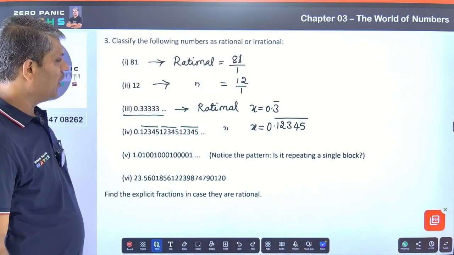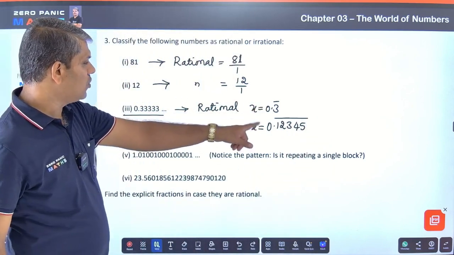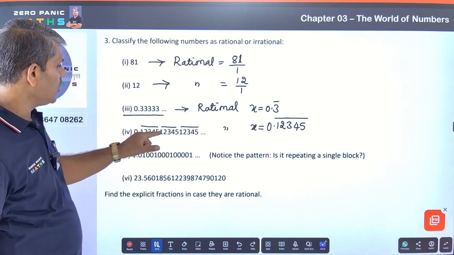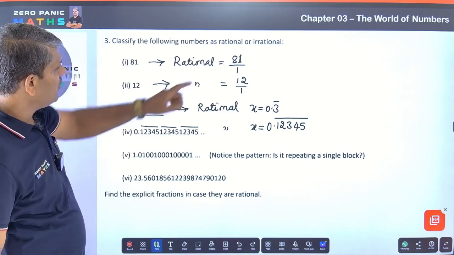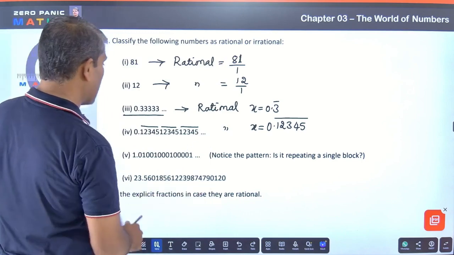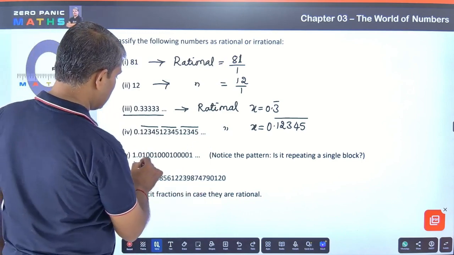You understood? Okay. We need to convert these, 0.333 and 0.12345 rationals, into the form of p by q. I will let you know that. But before that, you need to identify the fifth one.